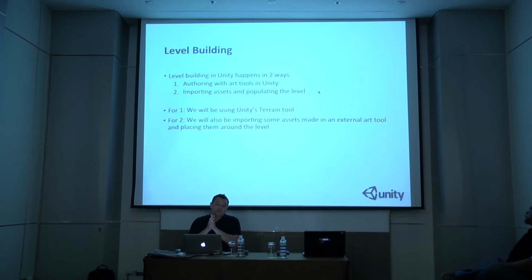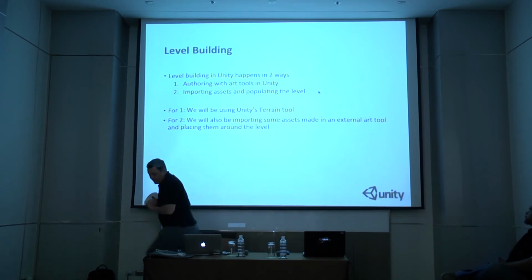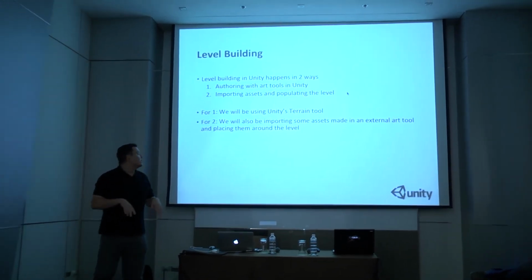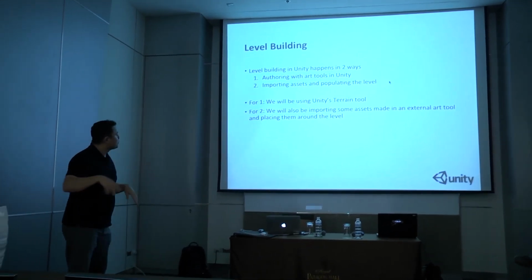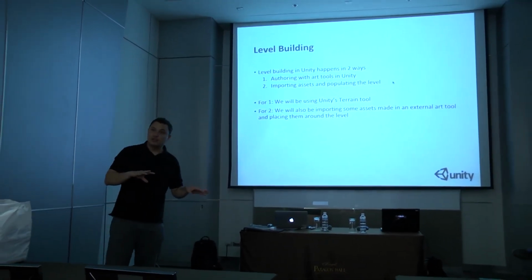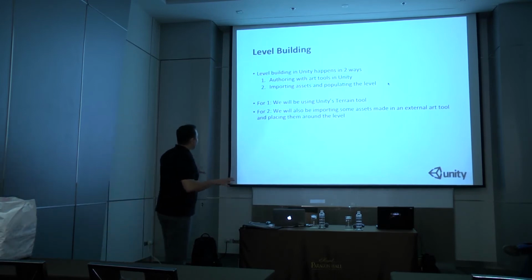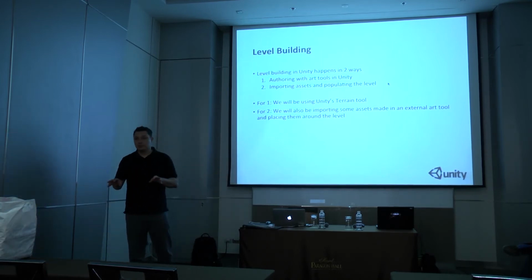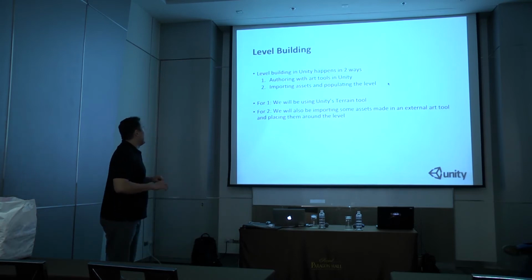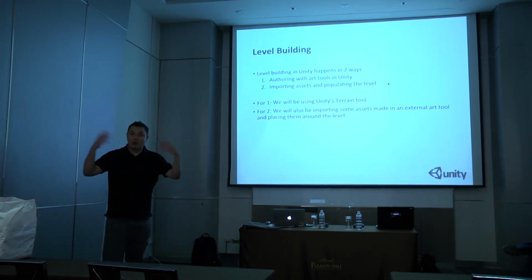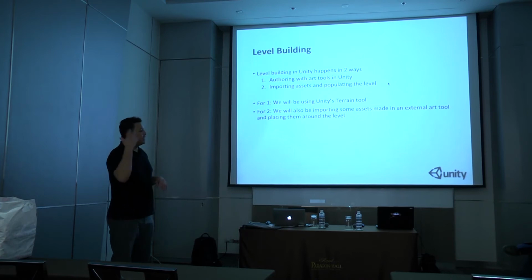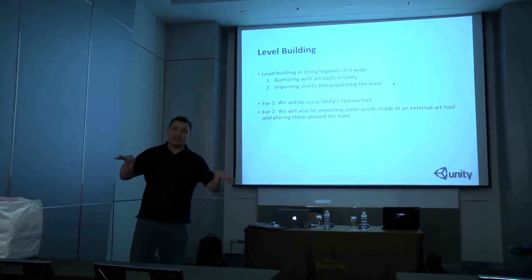So first thing we want to do is look at what we can do when it comes to level building in Unity. So there's two basic ways. You can do authoring with the art tools in Unity. There aren't that many, but the big fun one that we're going to have a look at today is terrain. The more common way is to import assets authored in an external tool, and then you populate the level with them.